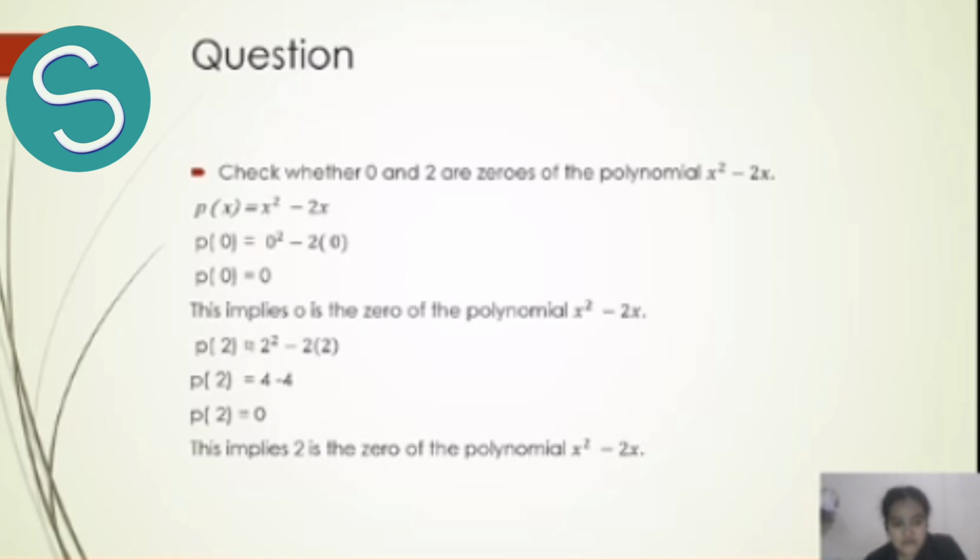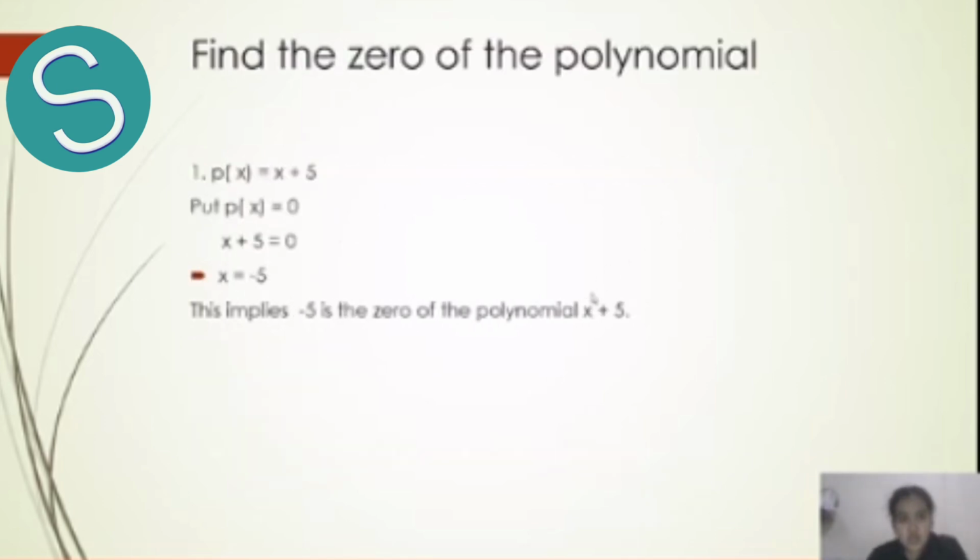Now we will calculate p(2), right? So p(2) is 2 square minus 2 into 2, which is 4 minus 4 equals to 0. This implies 2 is also 0 of the polynomial x square minus 2x. So here 0 and 2 both are 0 of the given polynomial x square minus 2x. Next question is, find the 0 of the polynomial where p(x) equals x plus 5. So first step is put x plus 5 equals to 0. So this will give me x equals to minus 5. This implies minus 5 is the 0 of the polynomial x plus 5.